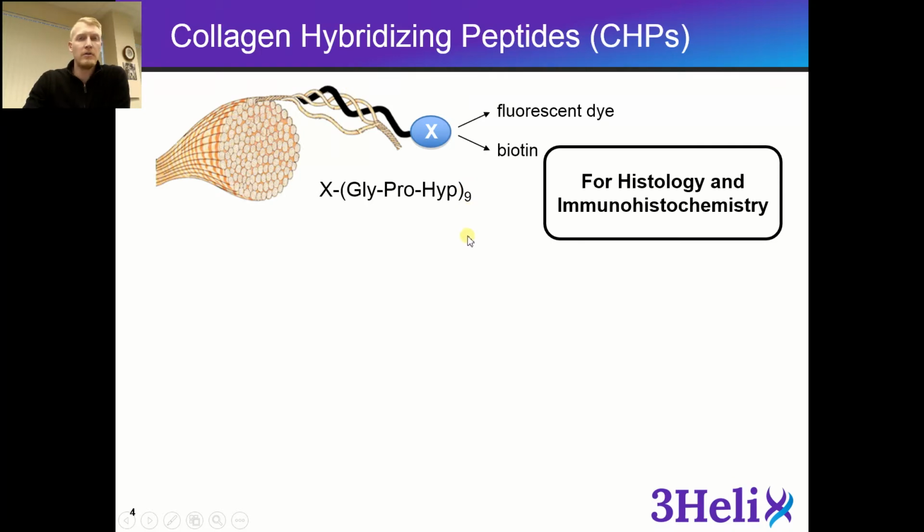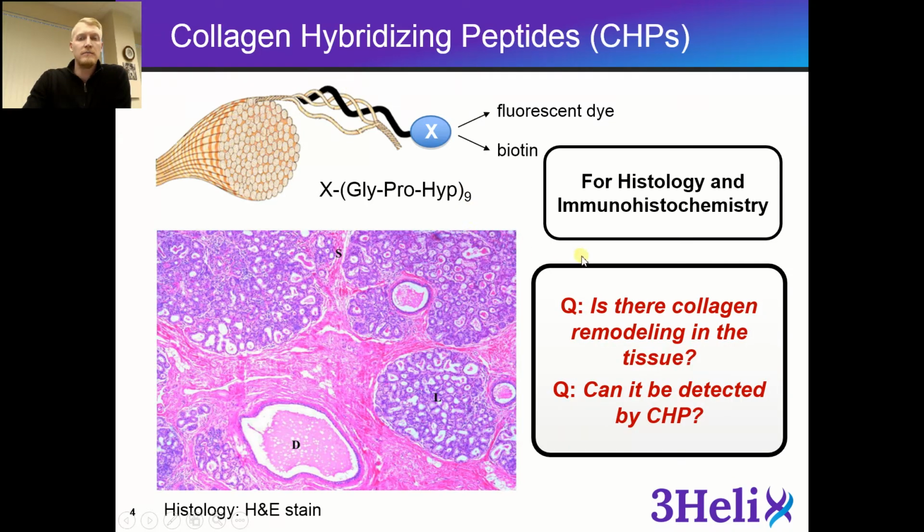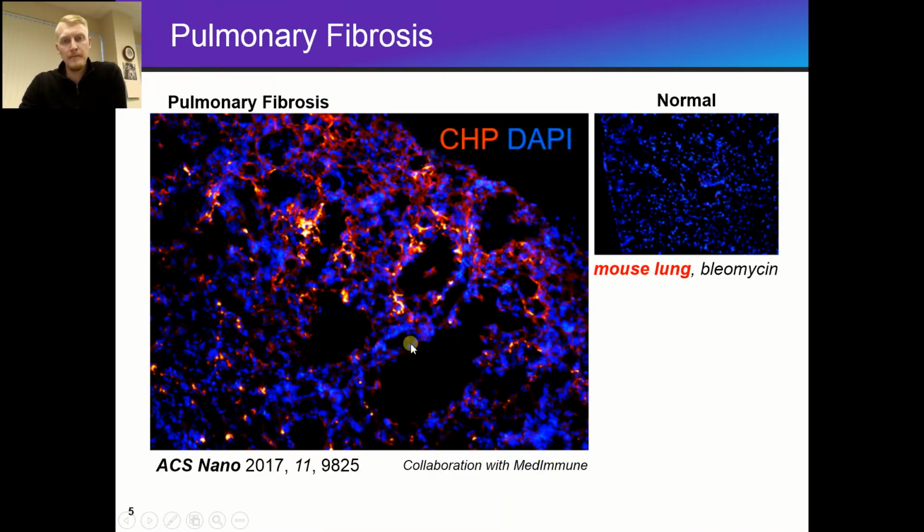So we wanted to know, can we target damaged collagen within tissues, and is there collagen remodeling within the tissue? We would like to answer these questions and then compare it to common stains such as H&E. The answer to both questions is yes, there is damaged collagen or denatured collagen within tissue samples, and we are able to target it and bind to it with our collagen hybridizing peptide.